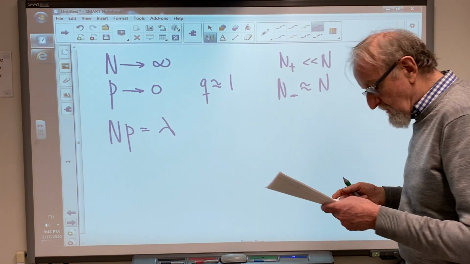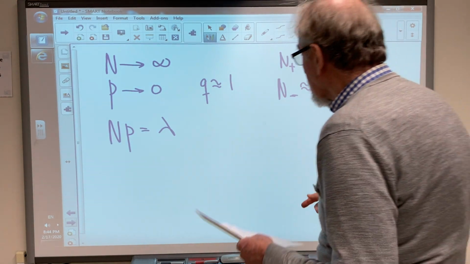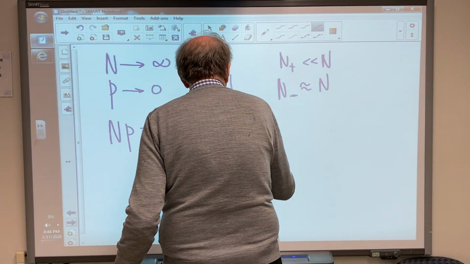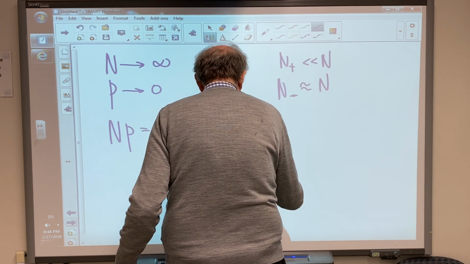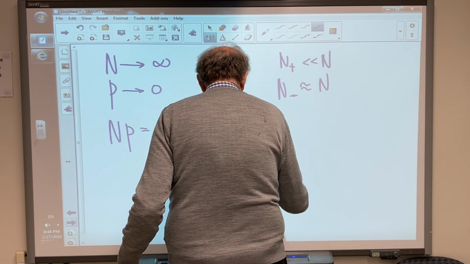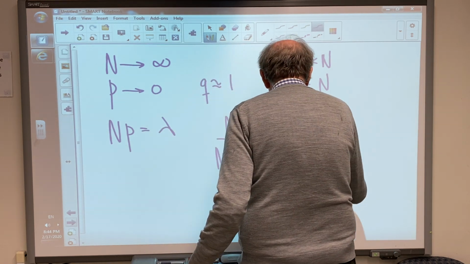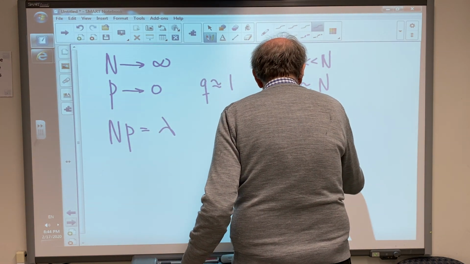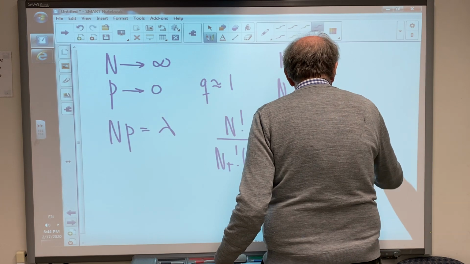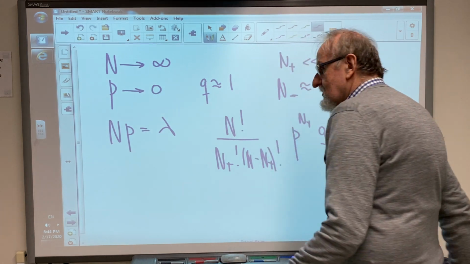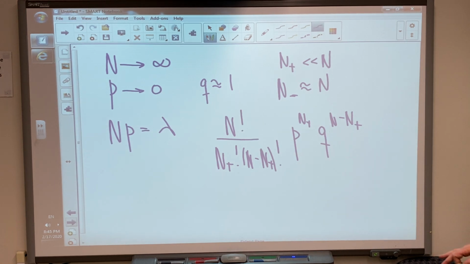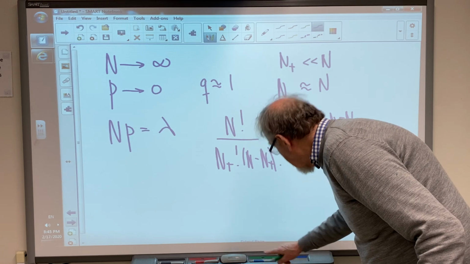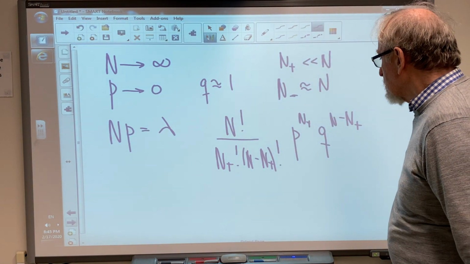So what is the approximation? The approximation is very simple. Remember, what we are trying to approximate is this: p to the n plus, q to the n minus, times n factorial over n plus factorial and n minus factorial. This is the exact result. This is the binomial. I am going to approximate it under these circumstances.